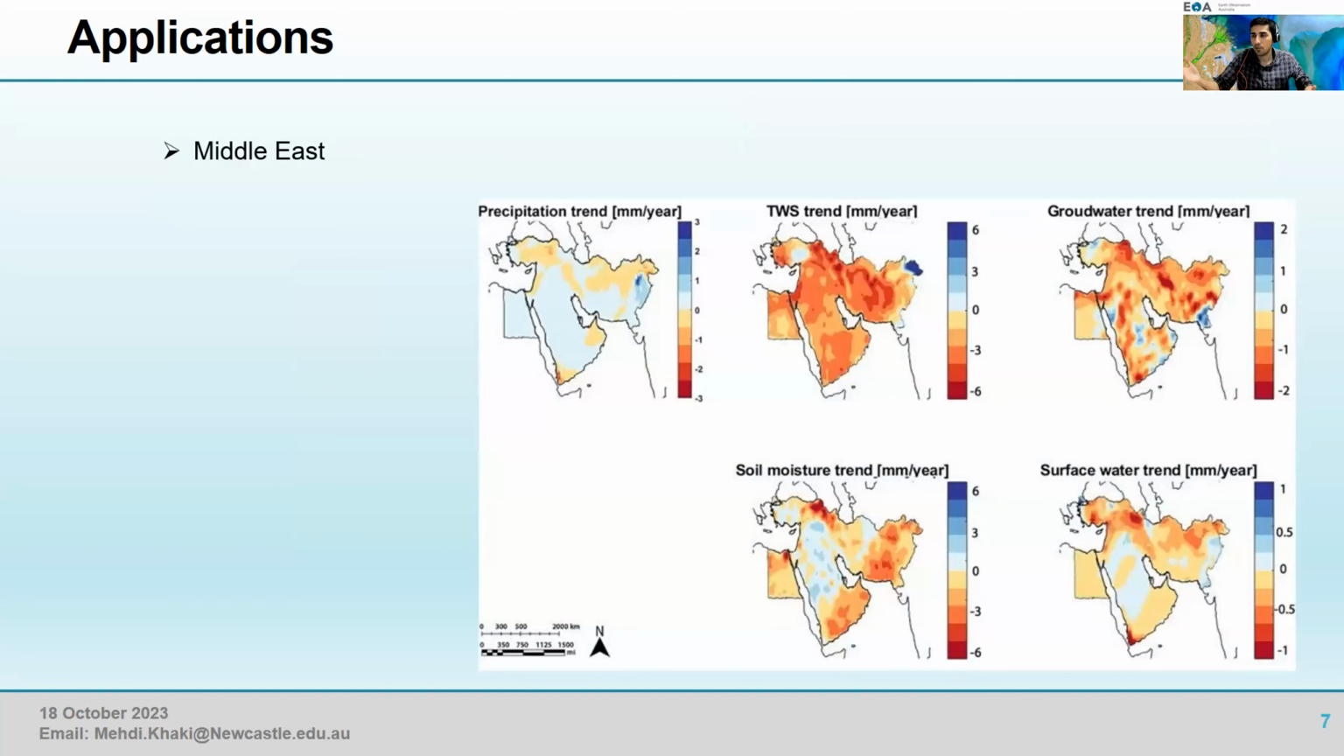Again, we don't have much data in this part of the world, and relying only on the model, we couldn't see many of the negative trends in groundwater. But after data assimilation, we could identify huge water storage depletion across the region, in parts of Iran and in parts of the Arabian countries, and basically we face a very challenging situation in the region in terms of total water storage and groundwater negative trends.